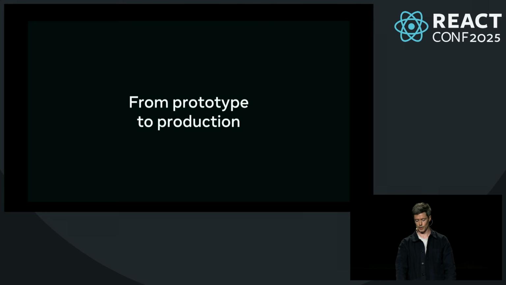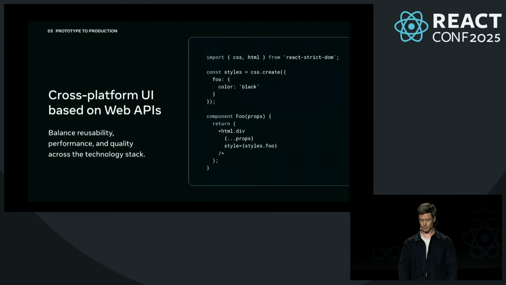So React Strict DOM started as a prototype of this vision to use our existing web code on native. It connects React Native to React DOM with an API that's immediately familiar to web engineers at Meta. It exports two main modules, HTML and CSS. The HTML module is a cross-platform subset of components from React DOM, and the CSS module is an enhanced cross-platform version of Stylesheet from React Native.